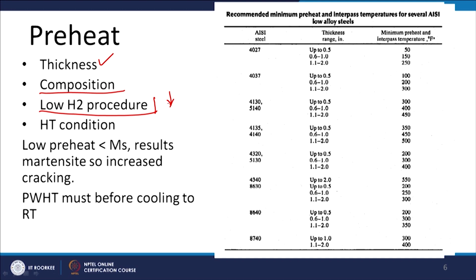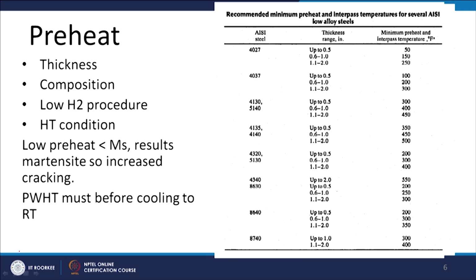And the heat treatment condition, whether it is being welded in annealed condition or in hardened condition, will also determine the kind of preheat. Obviously, the metal being welded in annealed condition will require lower preheat as compared to the metal in the hardened condition. So, the preheat temperature is to be selected properly, so that we are able to have the required properties as well as microstructure, which will help to reduce the cracking tendency of the weld joint.